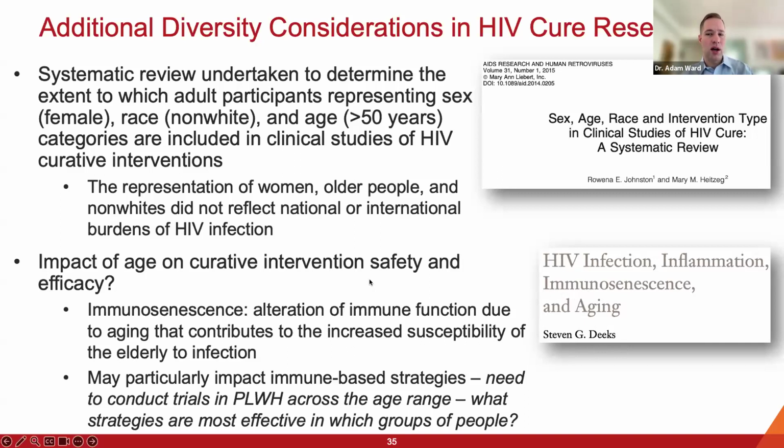And as I mentioned, age may particularly impact immune-based strategies. And so we need to make sure we're conducting trials in people living with HIV across the age range, and we need to understand what strategies are the most effective in which groups of people.